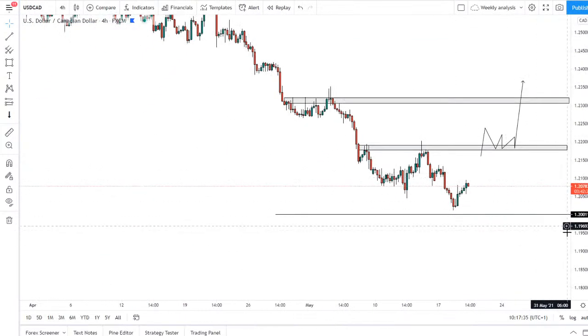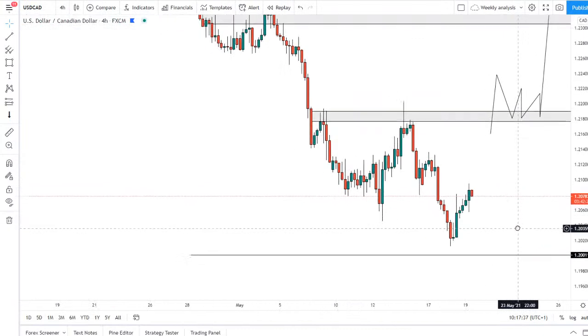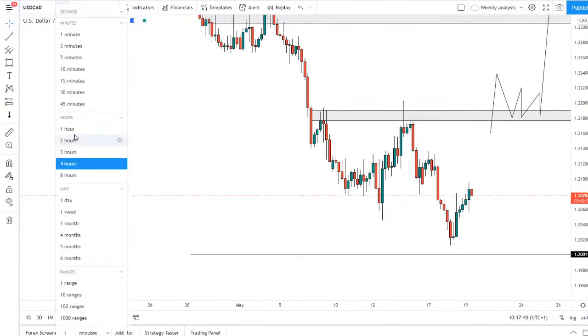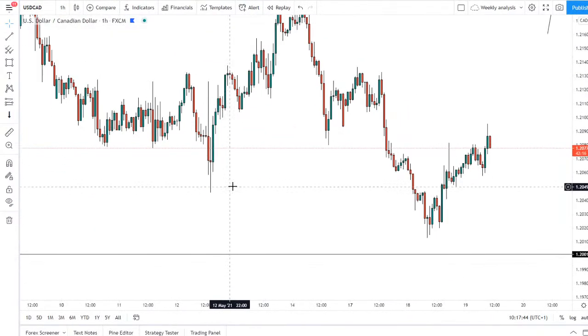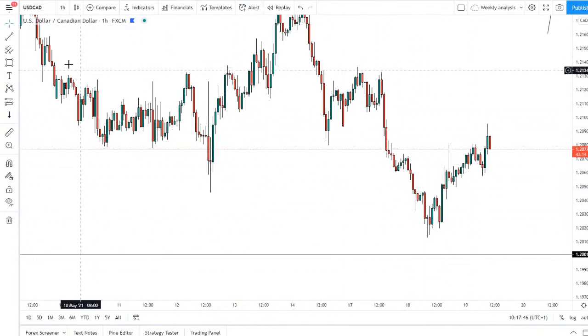Looking at USDCAD, USDCAD is slowly climbing to the upside. You can see again a bit of retracement coming into the markets. We've recently seen some new lows just below this wick here in the market, so some new lows, and now we're starting to pull back to the upside.